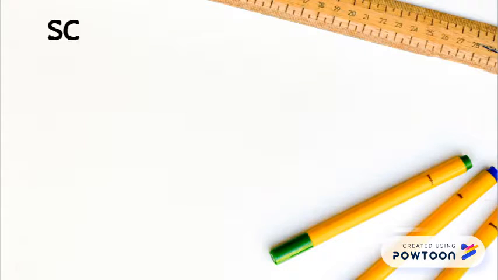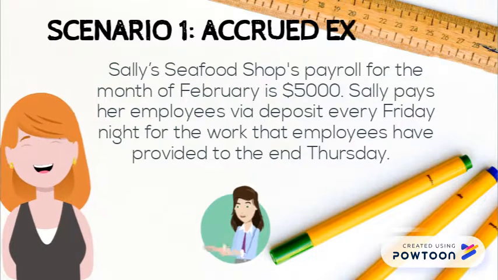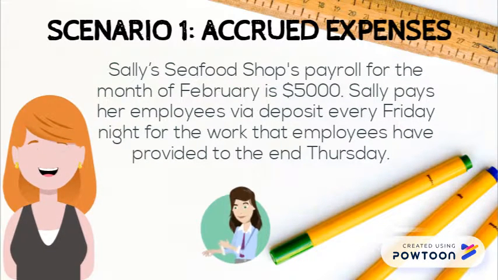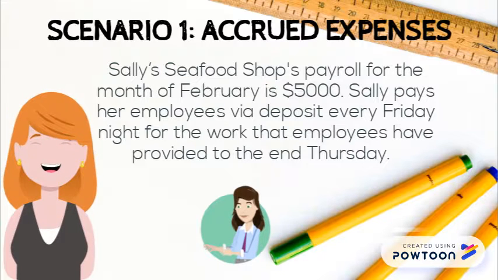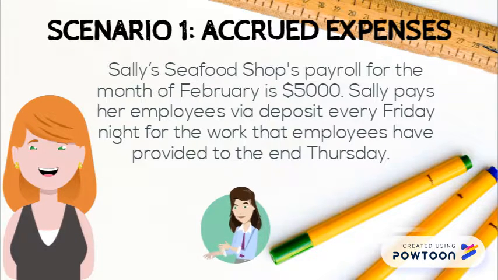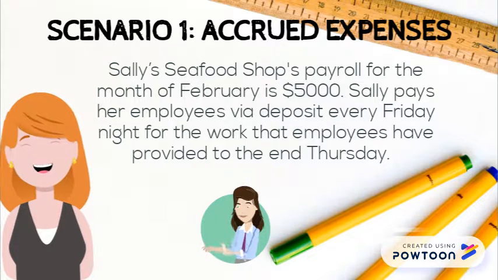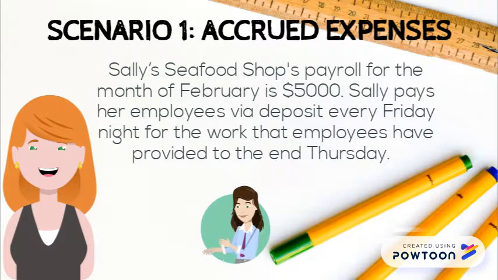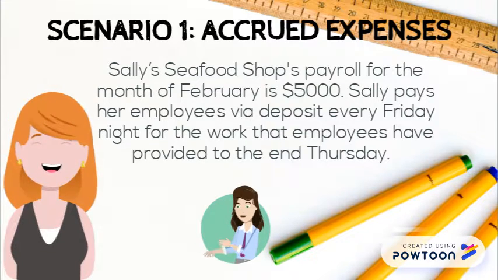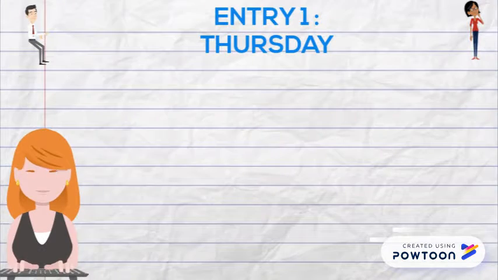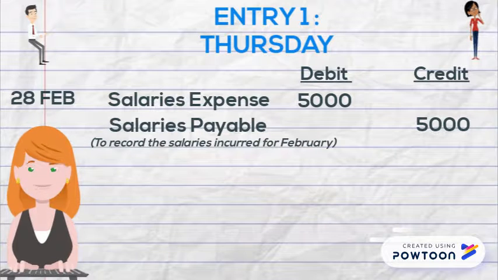Number 2, accrued expenses. Now let's suppose that Sally's seafood shop payroll for the month of February is $5,000. Sally pays her employees via deposit every Friday night for the work that employees have provided to the end of Thursday. Because the matching principle requires that expenses be recorded in the period they are incurred, Sally must record the $5,000 of expense on Thursday the 28th of February.